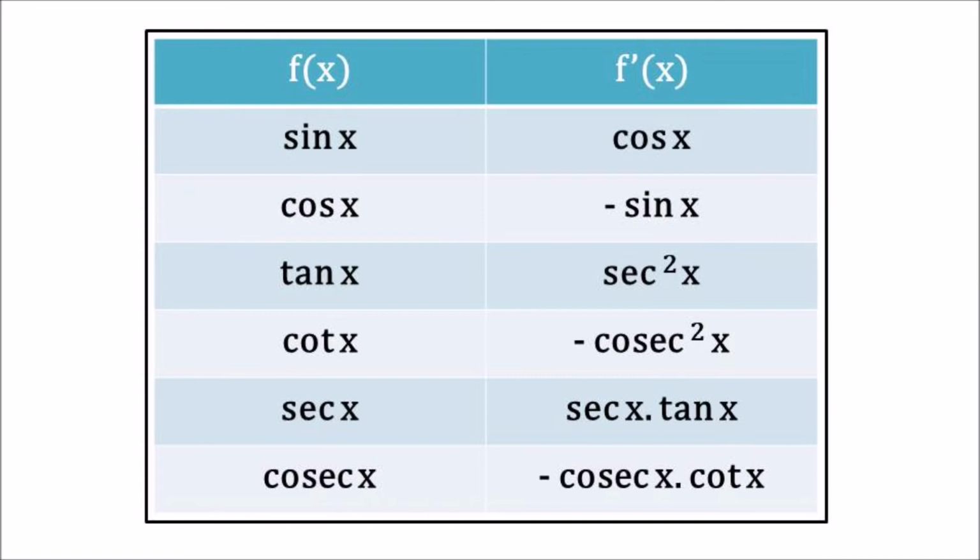Now we need to remember derivatives of trigonometric functions also. d by dx of sin x is cos x, d by dx of cos x is minus sin x, d by dx of tan x is sec square x, d by dx of cot x is minus cosec square x, d by dx of sec x is sec x tan x, and d by dx of cosec x is minus cosec x cot x. Look at cos x, cot x and cosec x. They are starting with c and their derivatives carry a negative sign. You can keep this point in mind so that it will be easy to remember.